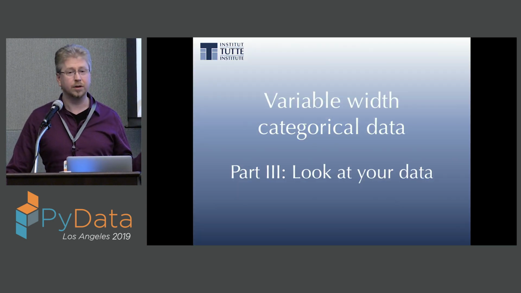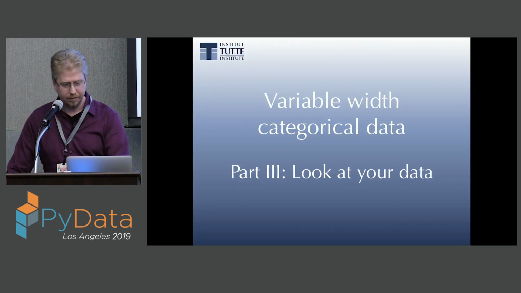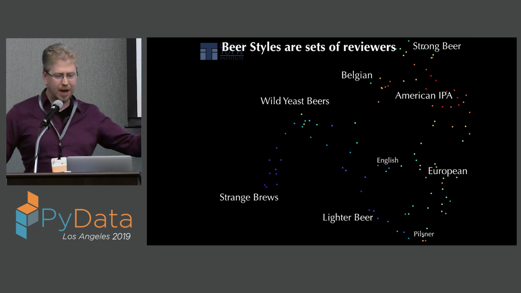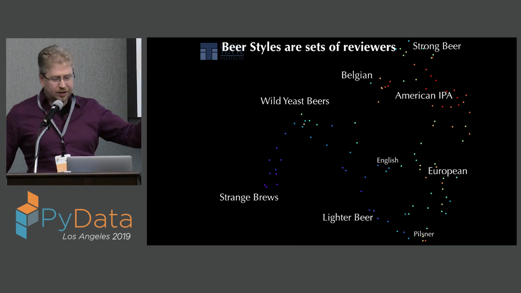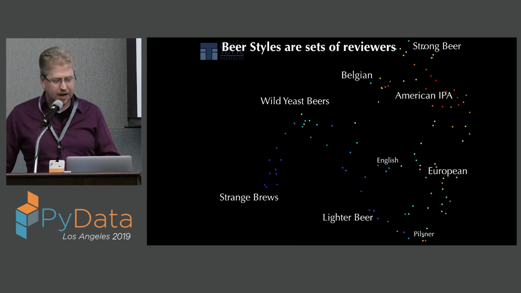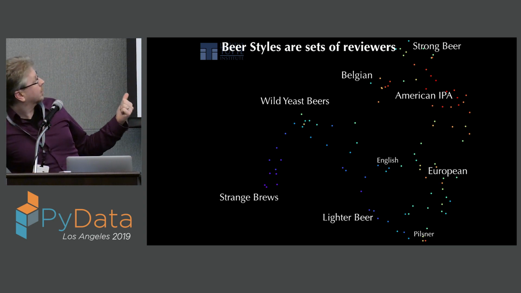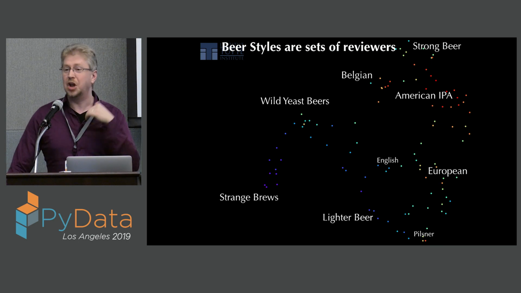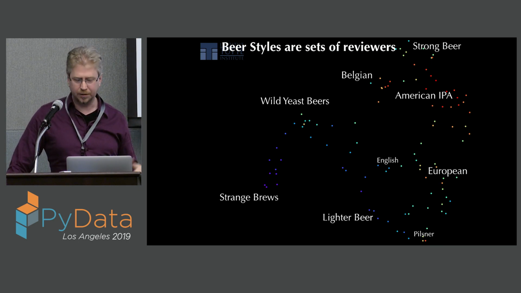Now we've done all the hard work. It's time for the fun part. I run UMAP. I pass in metric equals Jaccard. I get a different embedding. Let's see what this embedding does. This is a very different embedding than the one by rating. This is by reviewers. I'm going to color this one by popularity, and by popularity I mean the number of reviews of that beer style.